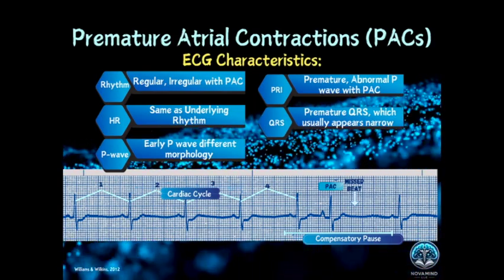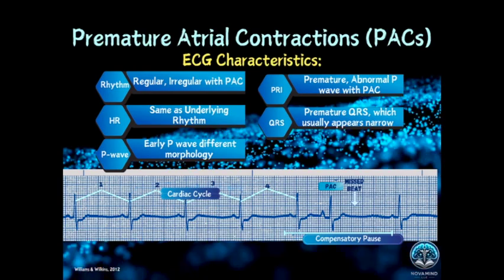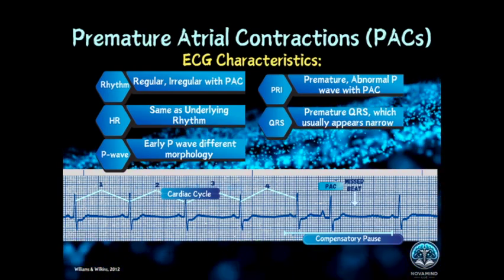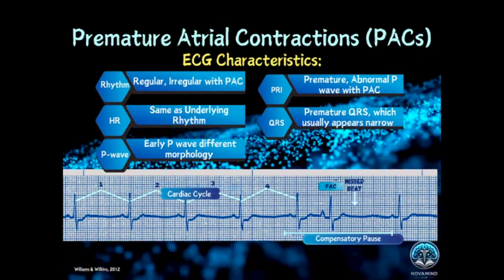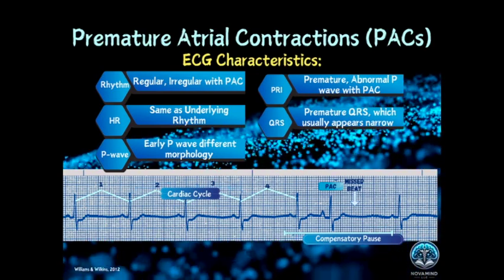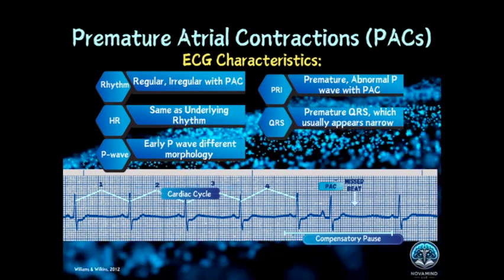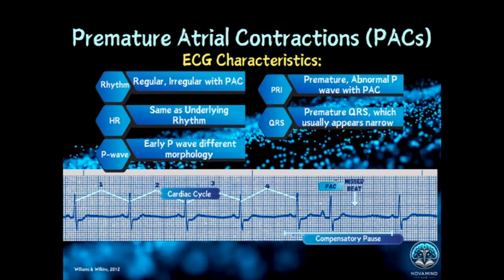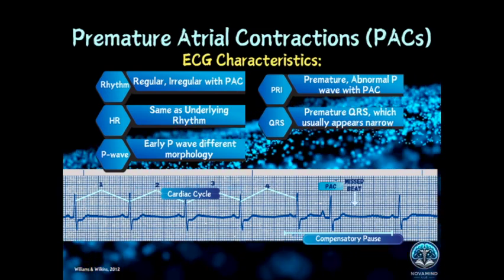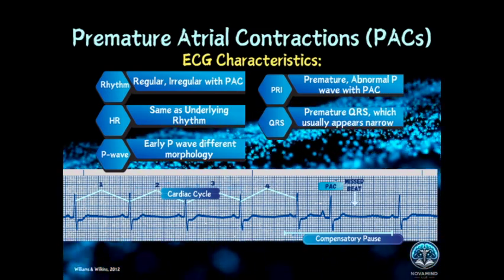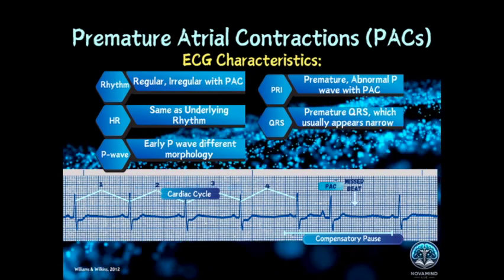The PR interval is usually within normal limits, but may be unmeasurable if the P wave is hidden within the T wave. The QRS complex is premature, but typically has a normal duration of 0.10 seconds or less. PACs are typically followed by a pause as the heart's conduction system resets itself.